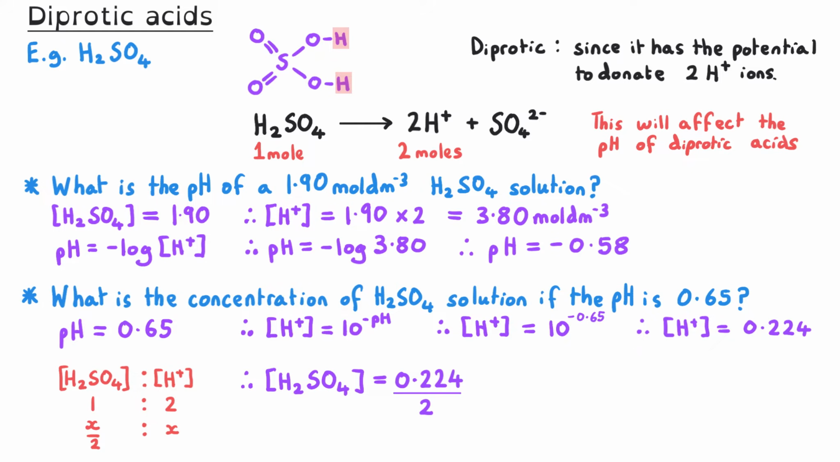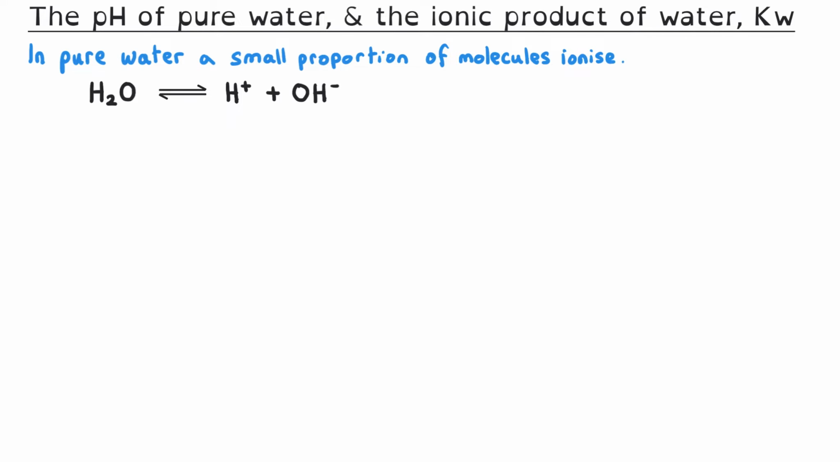But since the moles of sulfuric acid is half of the hydrogen ion concentration, we need to divide that by 2 to give us a sulfuric acid concentration of 0.11. Questions might sometimes ask us to find the pH of a solution of pure water.